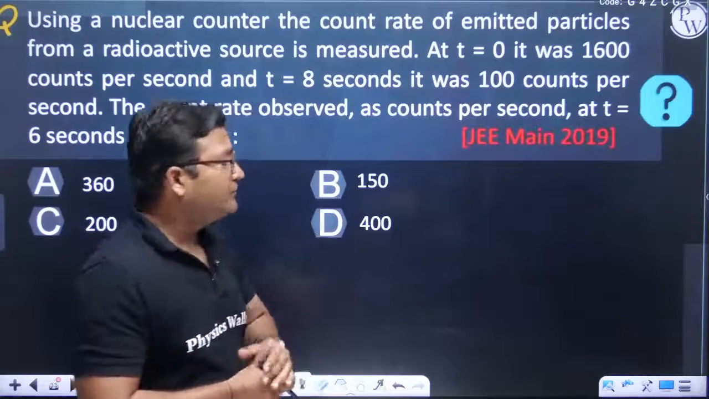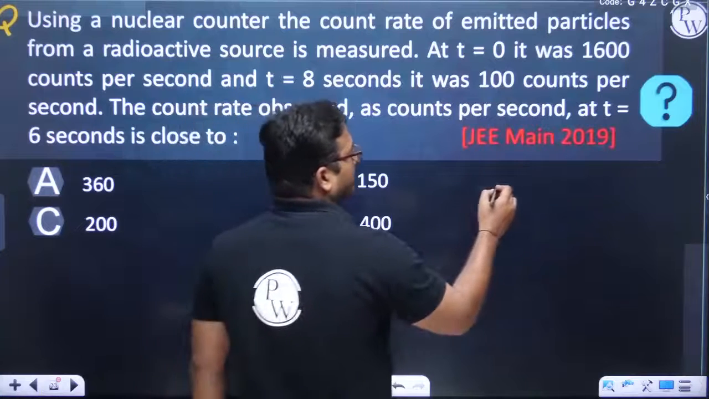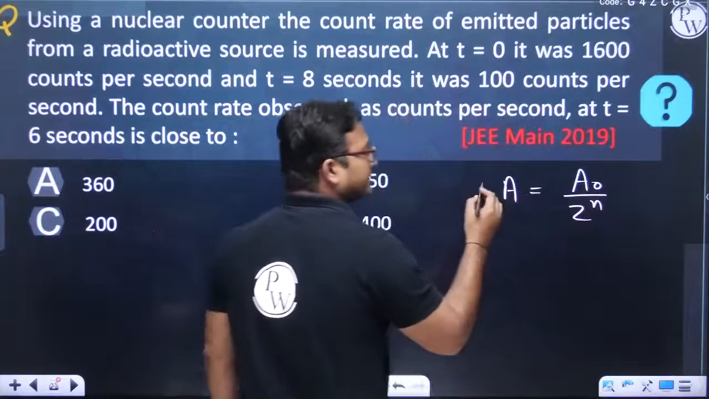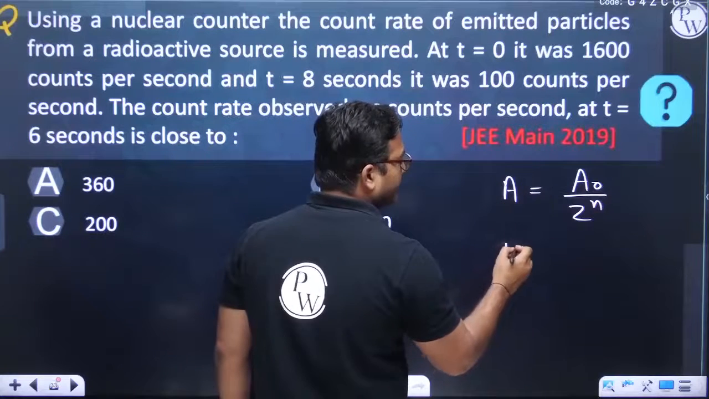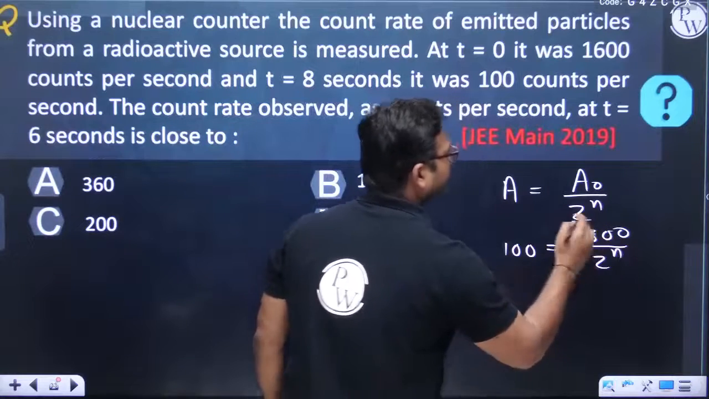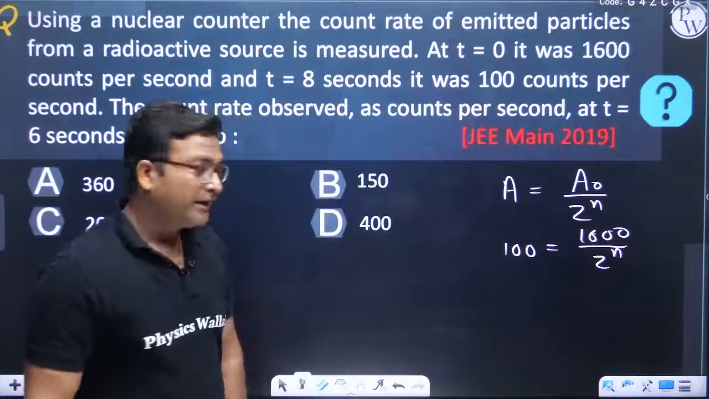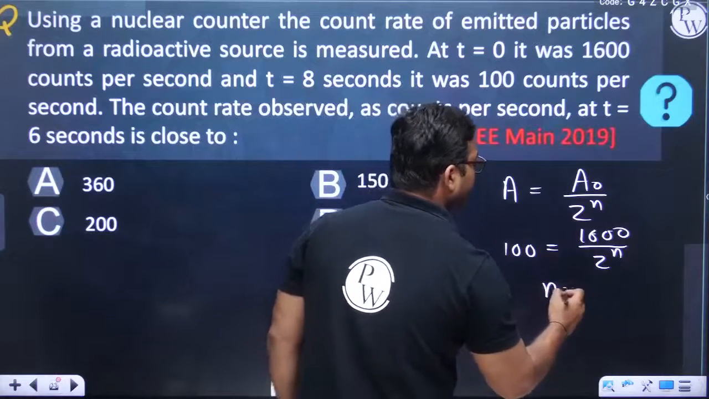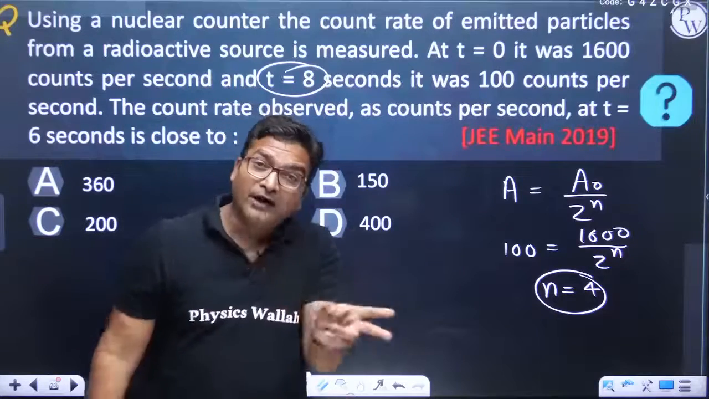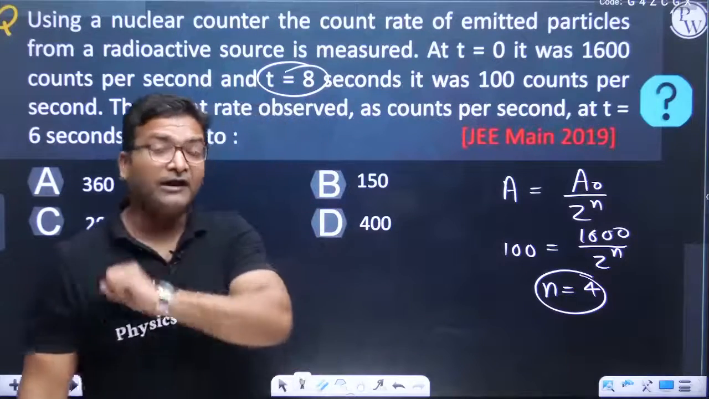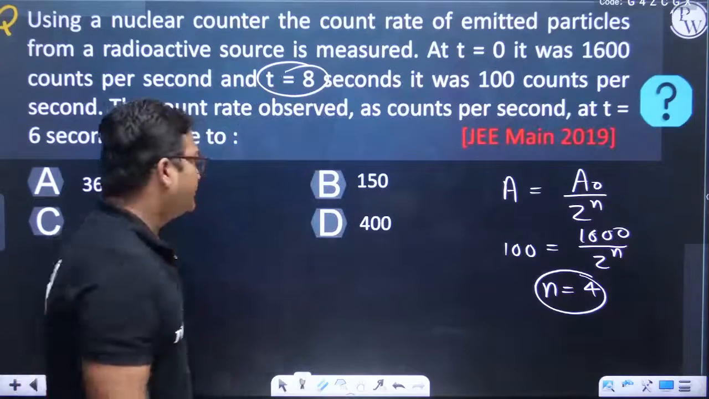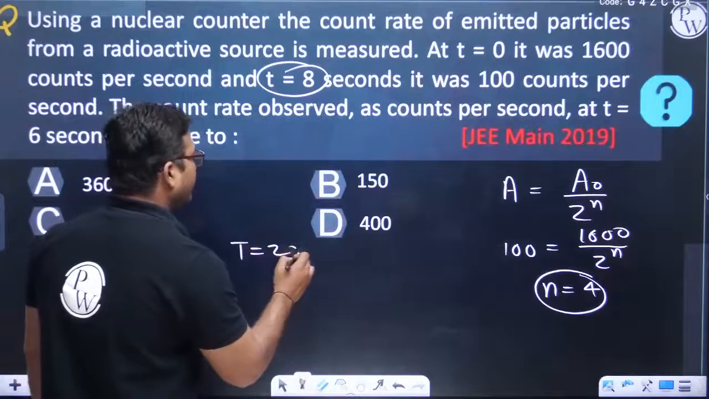So activity decays exponentially. I can write the activity A as A naught divided by 2 to the power n, as the recent activity is 100 and the initial activity is 1600 divided by 2 to the power n. You see, 2 to the power n is 16, and if 2 to the power n is 16, n equals 4. So in a span of 8 seconds, there must be 4 half-lives. And if there are 4 half-lives, each half-life is simply 2 seconds. That's simple. So you can say the half-life is 2 seconds.